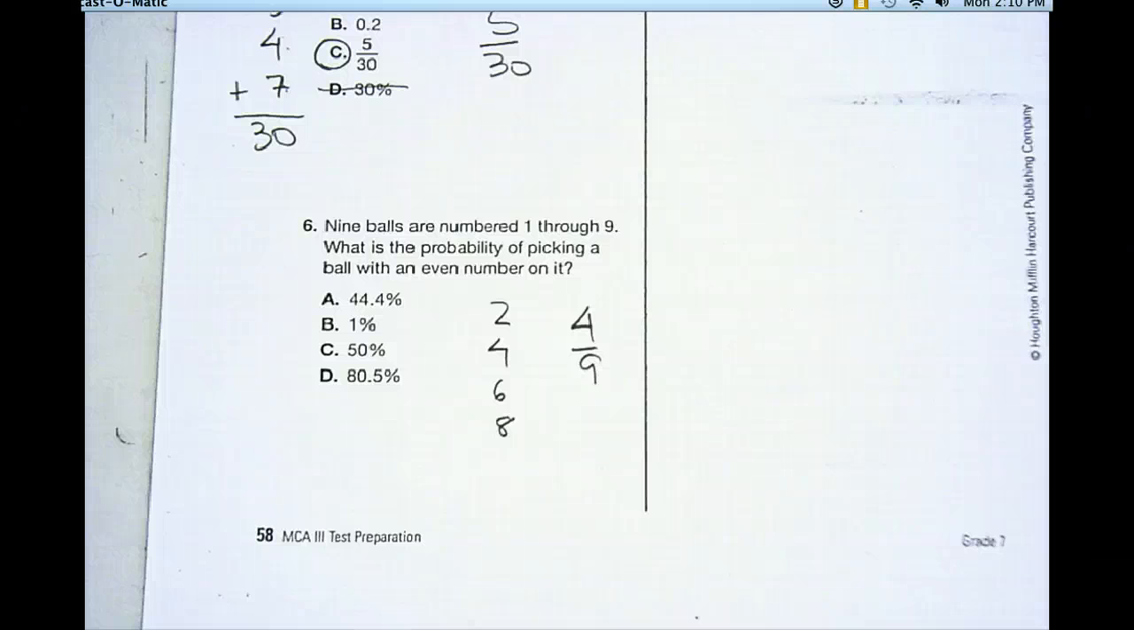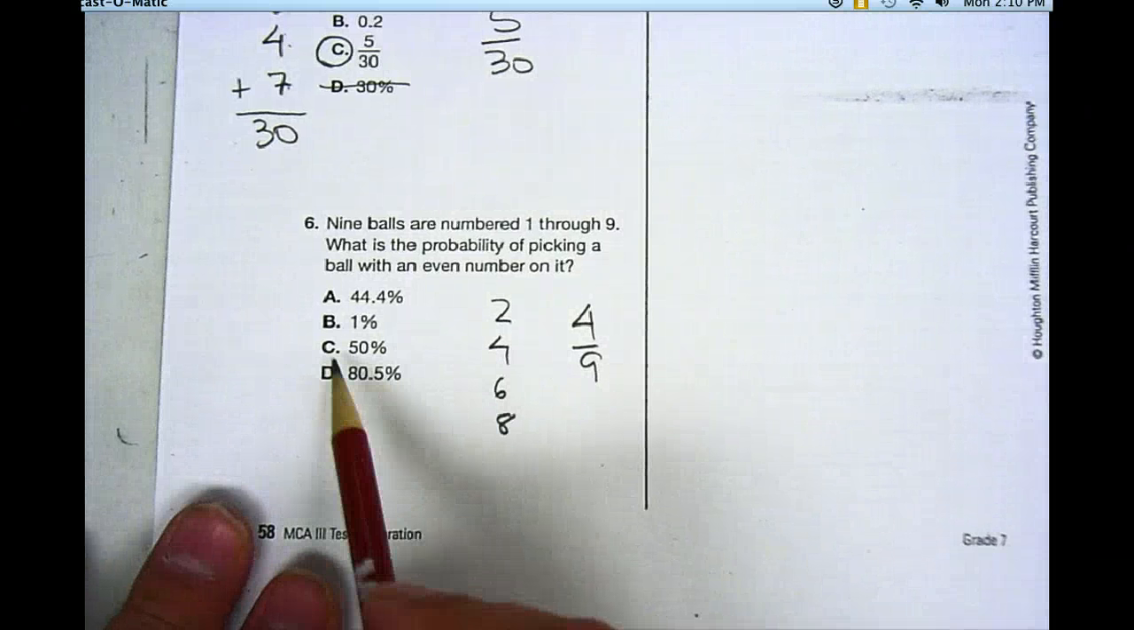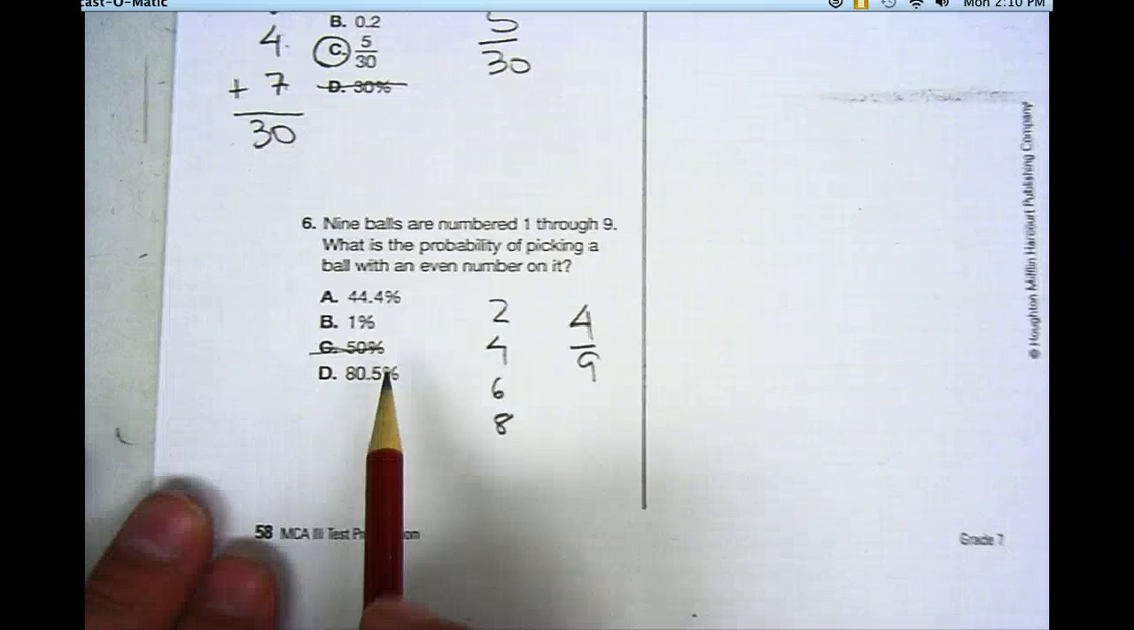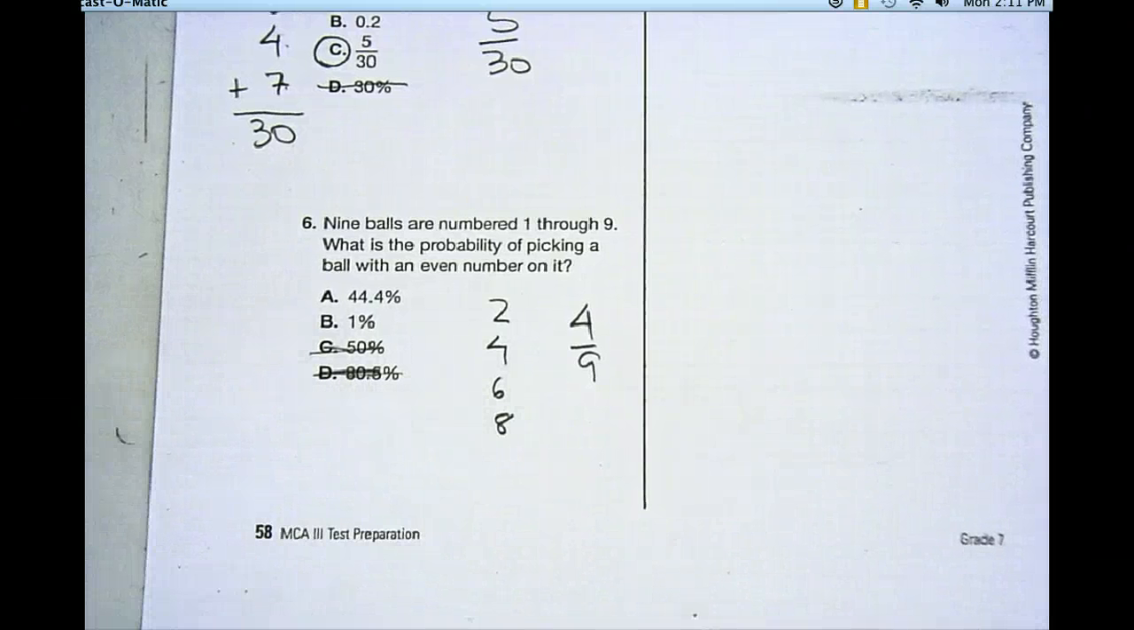And I want to know what percent that is. Well, 4 out of 9 is not 50%, so I can cross that out. 4 out of 8 is 50%, or 5 out of 10. But 4 out of 9 is not 50%, so I can know that's not right. And 4 out of 9 is less than 50%, so I know I can cross off that one too. I can eliminate that choice.